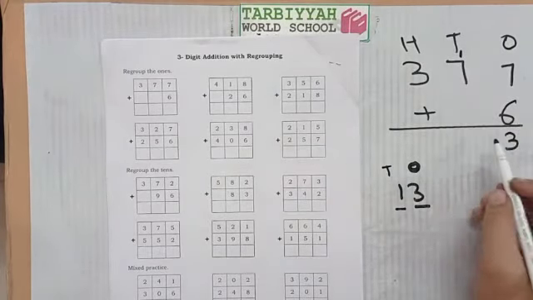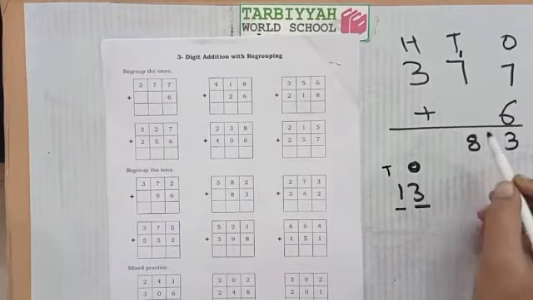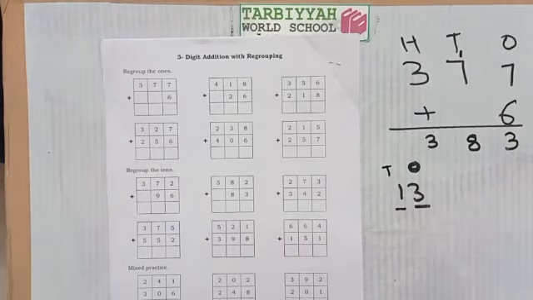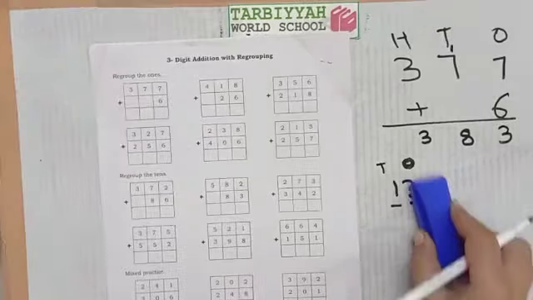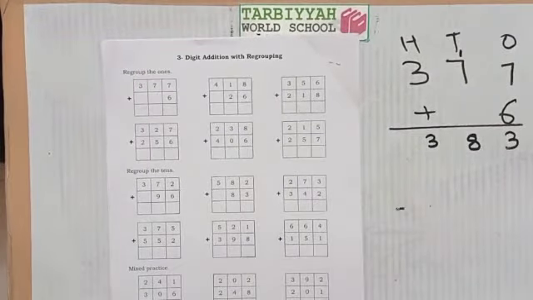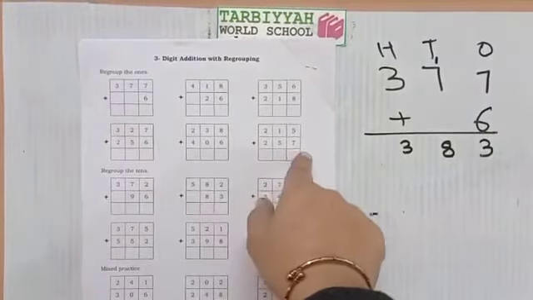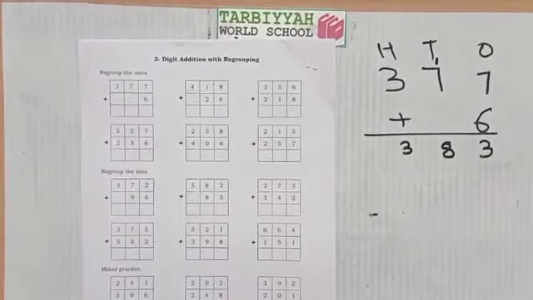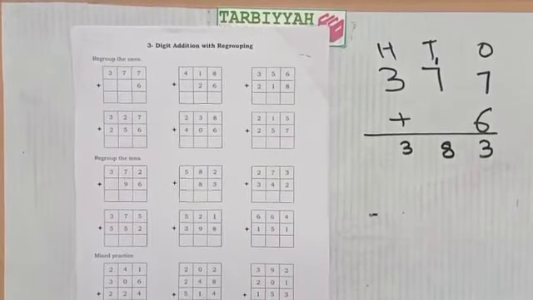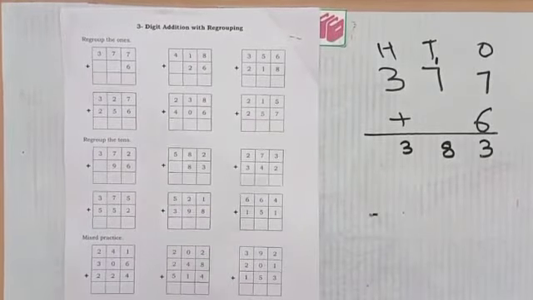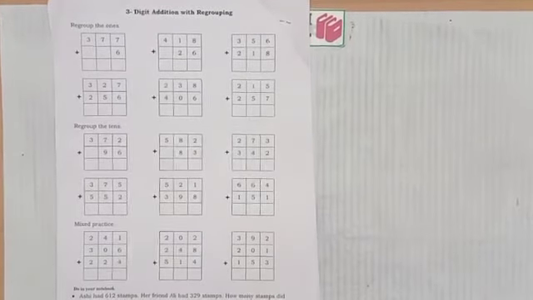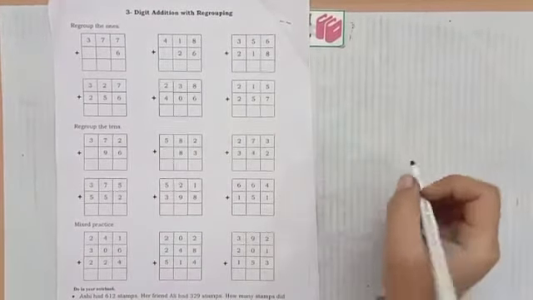So 7 plus 1 is 8. Then we write 3 as it is. So this is how we have to do the regrouping of ones. Like this you have to solve all these parts of regrouping of ones. Now see the regrouping of tens.